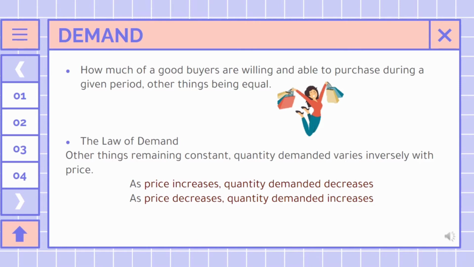What is demand? Demand is how much of a good buyers are willing and able to purchase during a given period, other things being equal. Next, the law of demand shows that, other things remaining constant, quantity demanded varies inversely with price, which is, as price increases, quantity demanded decreases, and as price decreases, quantity demanded increases.